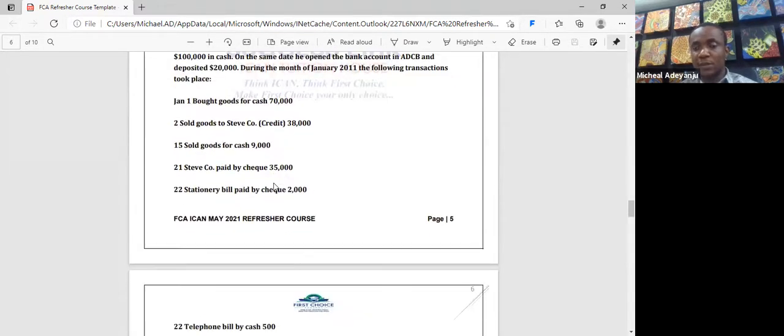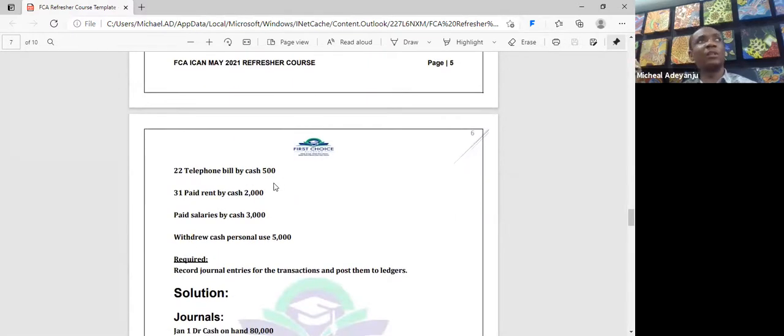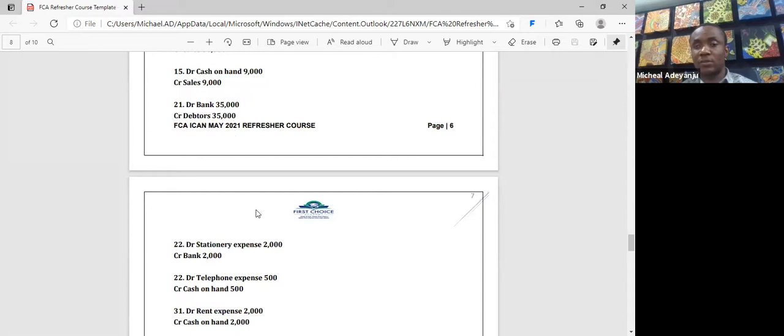So remember that Steve Co that was owing us 38,000 naira later came back to pay us 35,000 naira. This time around by check. In other words, this money is not coming to our hand, but it's going to the bank. It is our bank that is receiving the money, so we are going to debit our bank account with 35,000 naira. Remember who we debited initially when Steve Co bought goods on credit. So in here, we are going to be crediting the debtors account. Remember, 35,000.